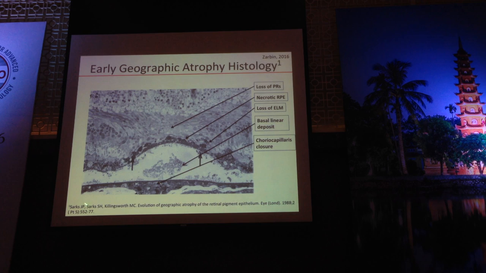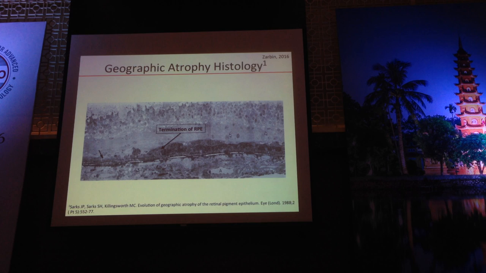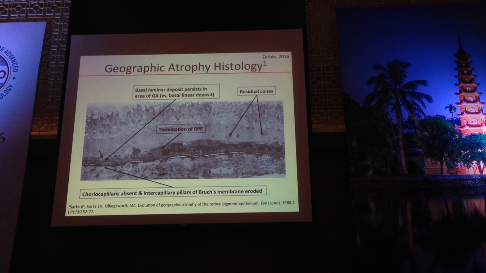This is an area of advanced atrophy where we can see basal laminar deposit, which doesn't go away, whereas the basal linear deposit does go away. We see that there are no choriocapillaries, and we see there are a few residual photoreceptors.